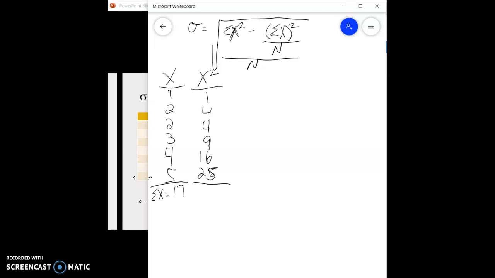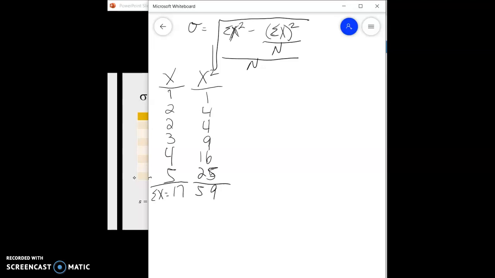1 and 4 is 5, and 4 is 9, 18, 24, 29. We're going to carry that 2, and 1 is 3, and 2 is 5. So our sum of x squared is 59. So we now have the two values that we need to plug into our formula.